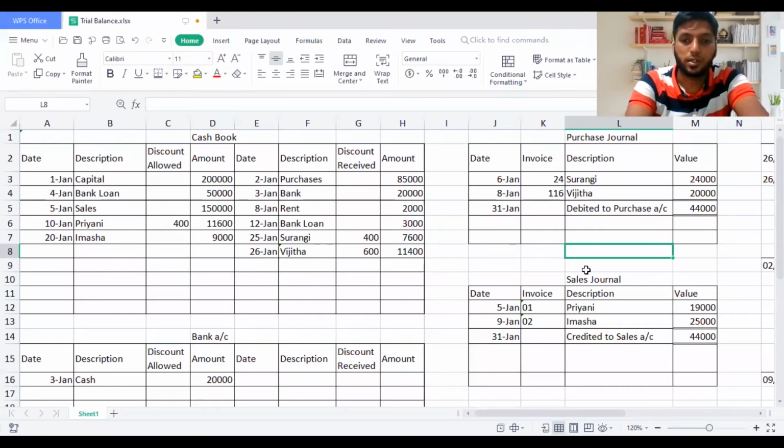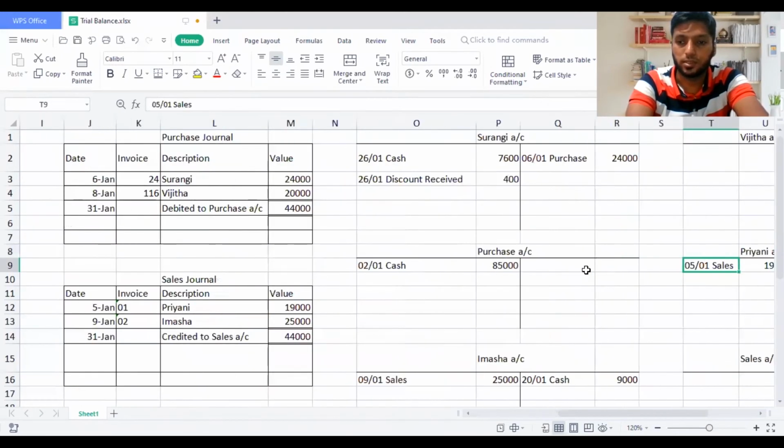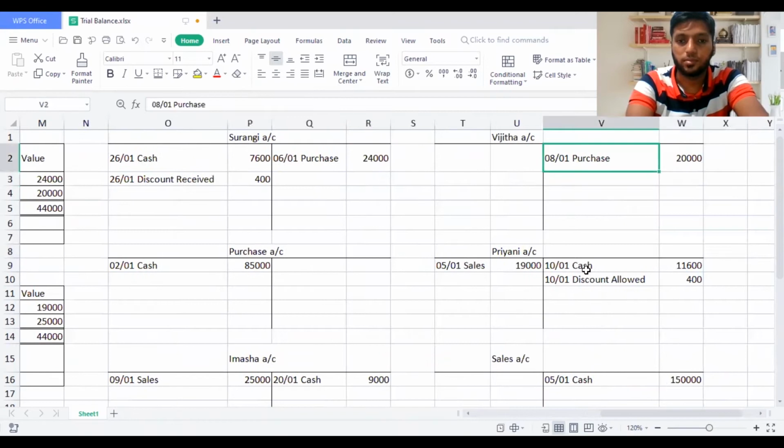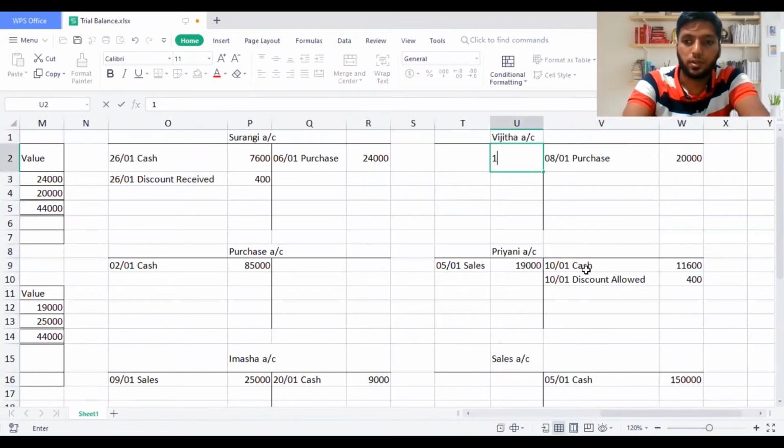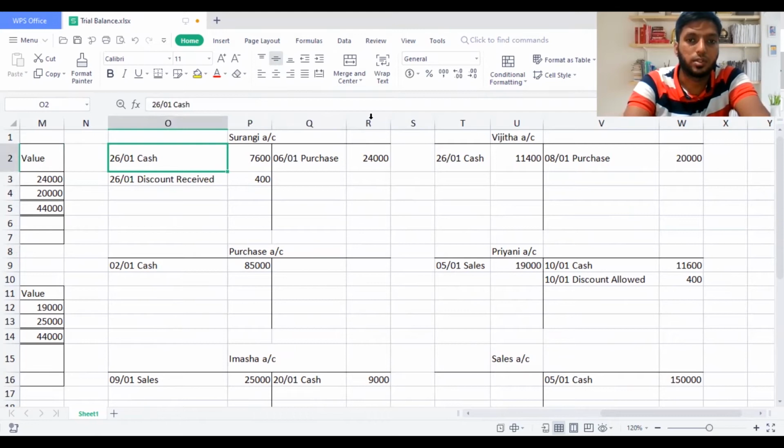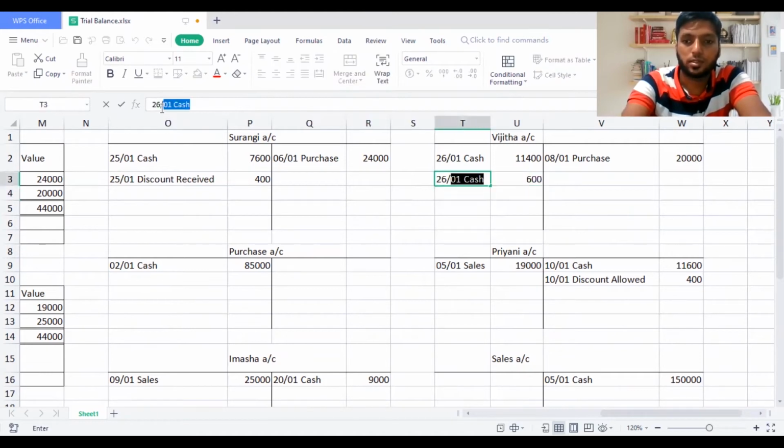So we'll record it under Vijita's account. Where's Vijita? Vijita is here. We are making a payment of 11,400 and the date is 26th first in cash. Here the date is wrong, so I'll change these dates. It should be 25th, so I'll take here 25th, right? So here also I'll write 25th. Is that easy, guys? So 26th, and here I'll write 600 and 26th first.